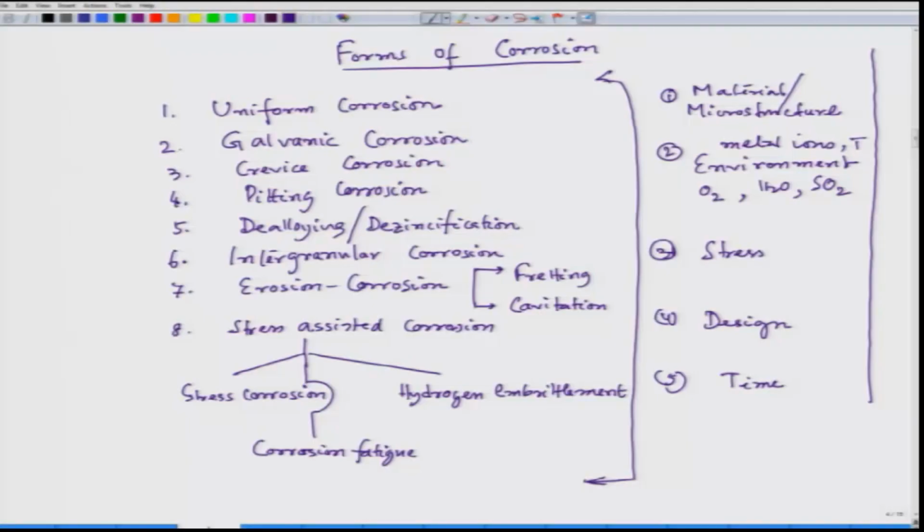As we have seen from this particular slide, what we have discussed in our third lecture, forms of corrosion, and we have said that it is basically based on the appearance of corrosion. So, we will briefly discuss these 8 forms, and at the same time we would also discuss associated factors like composition, metals, materials, microstructure, then environment, of course, there will be stress, design of components, and finally, we have time, the time of exposure.